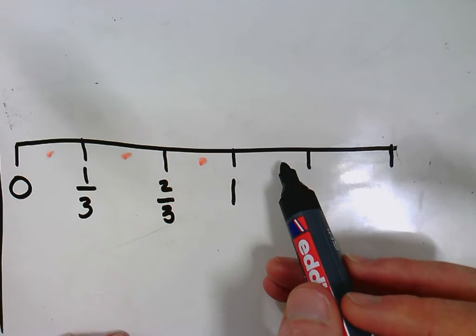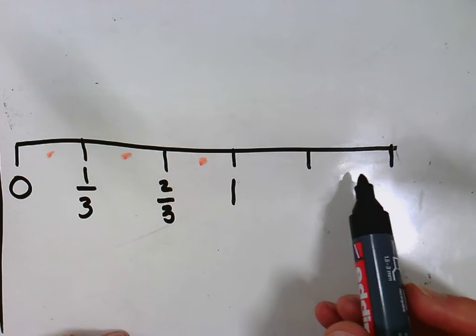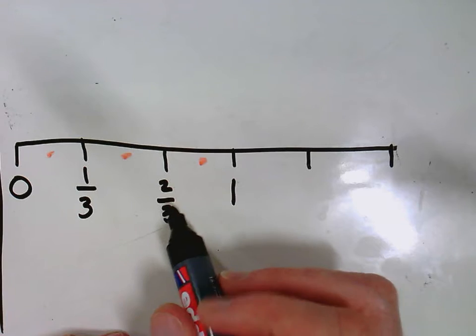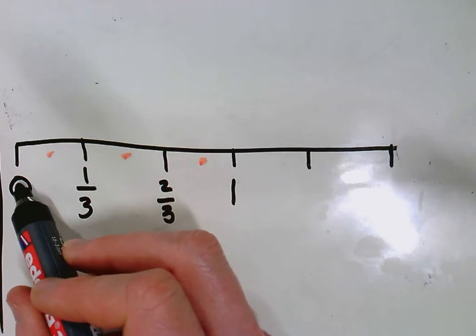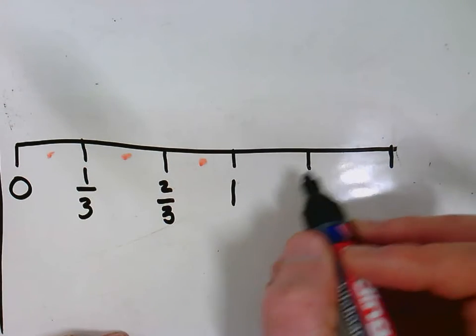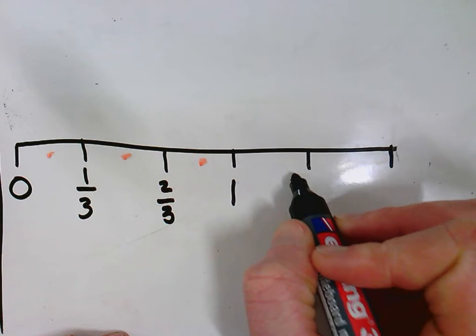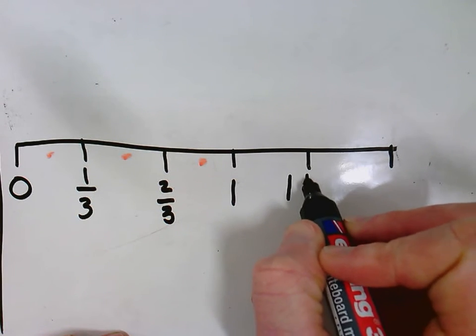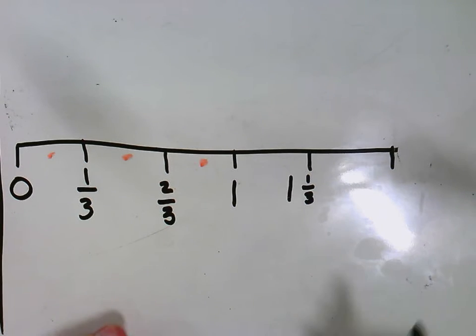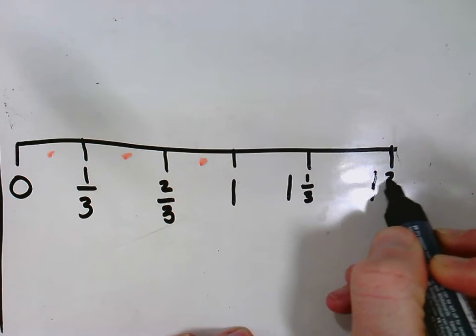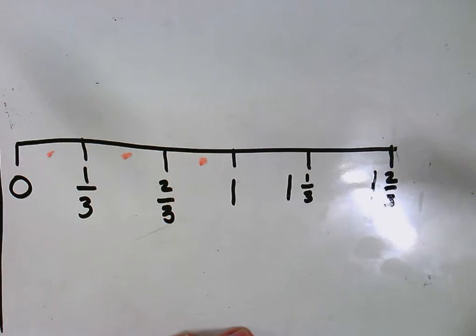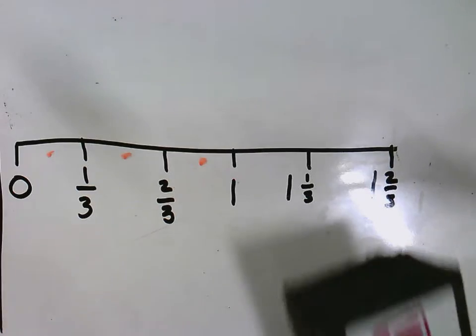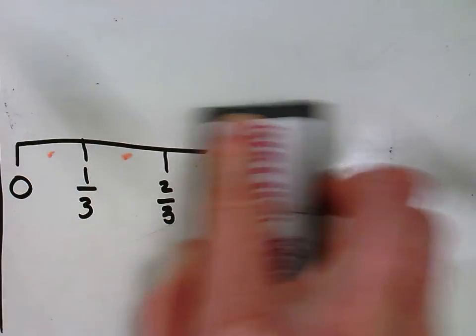We also then know that this will continue on. So we're counting up in thirds. 1/3, 2/3, 3/3, which is a whole, and then we'd have 4/3, which is equivalent to 1 and a third, and then we'd have 1 and 2/3, and we'd just carry on and carry on. So that's going over 1, putting fractions on a number line going over 1.